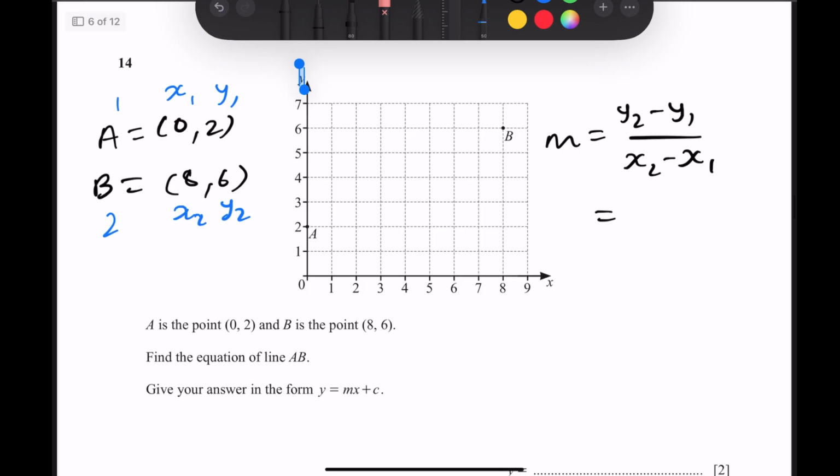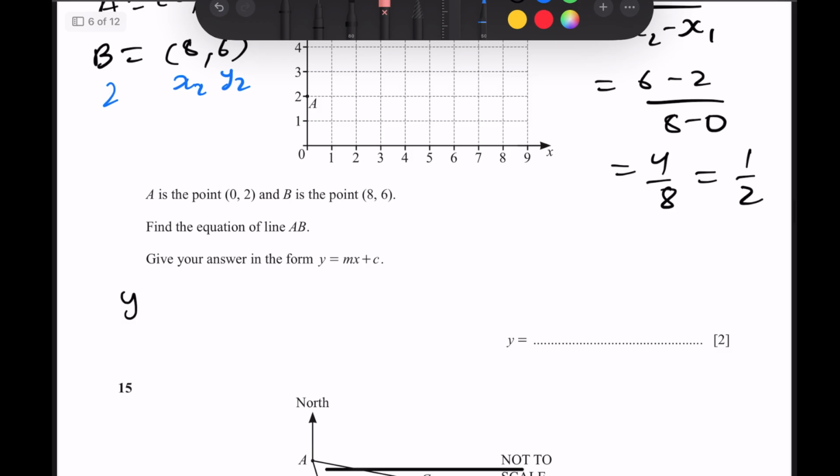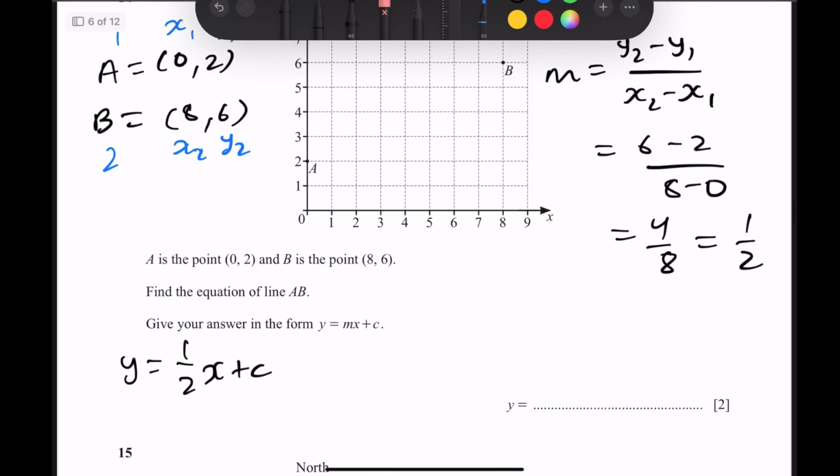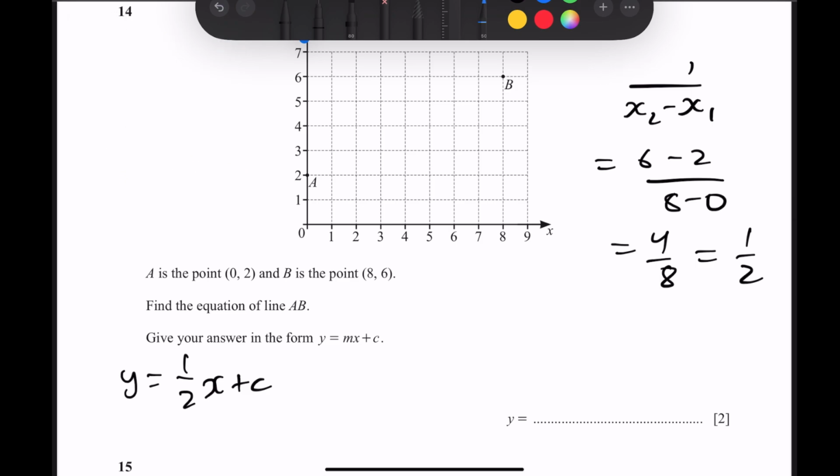Now for that, if we find m, that's equal to (6 - 2) / (8 - 0). It's equal to 4/8, which is equal to 1/2. This is your m. So y = (1/2)x + c. So c is the y-intercept. If you have a line in the form y = mx + c, c is equal to the y-intercept, i.e. the y value when x is 0.